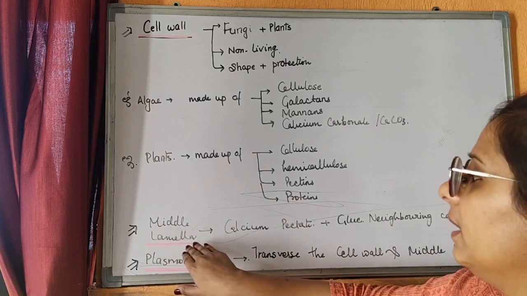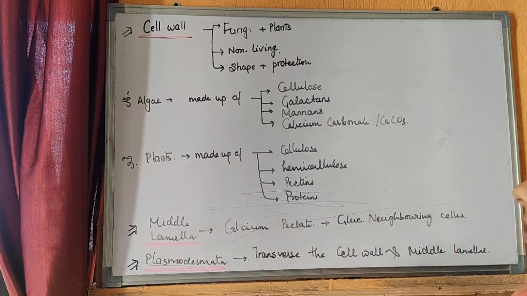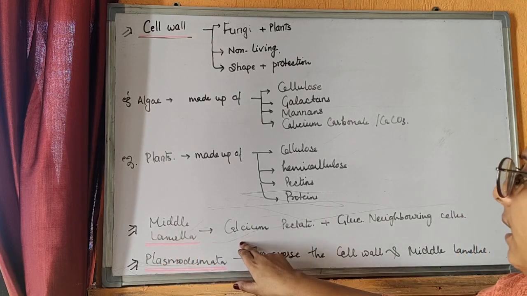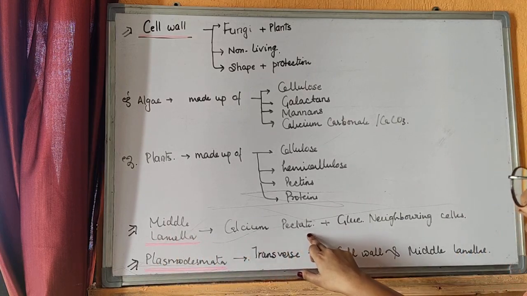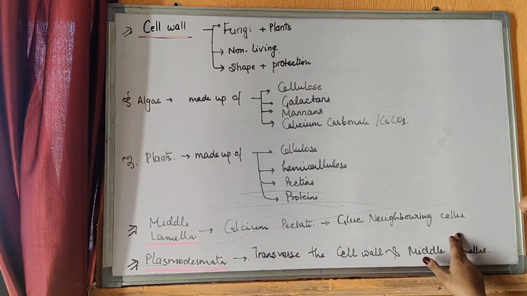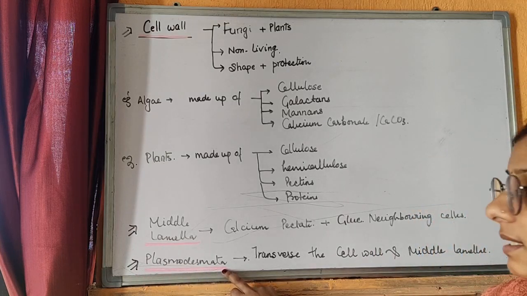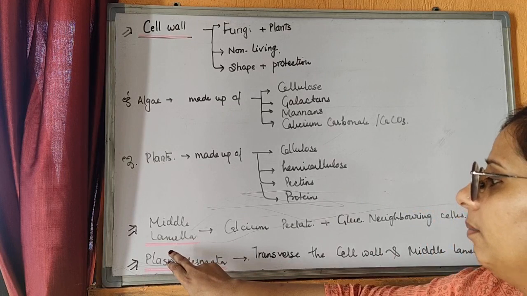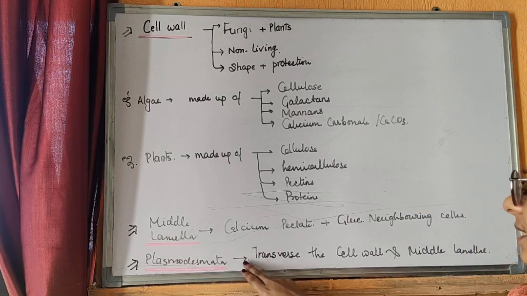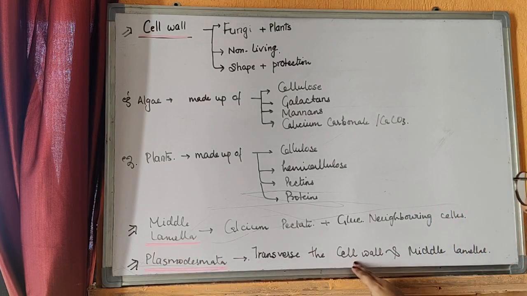Further, there is a middle lamella present in plants that is made up of calcium pectate and glues neighboring cells. There is also a structure called plasmodesmata, a part of plants that traverses the cell wall and the middle lamella.